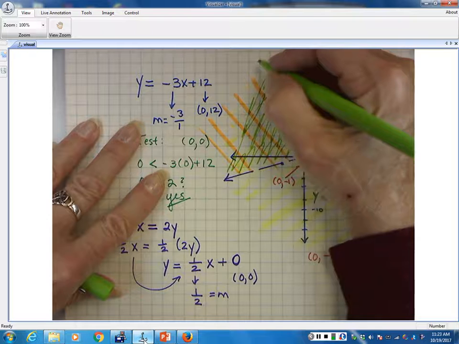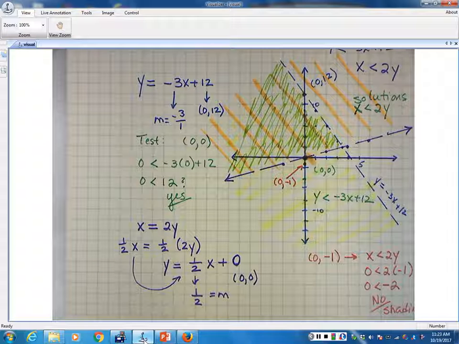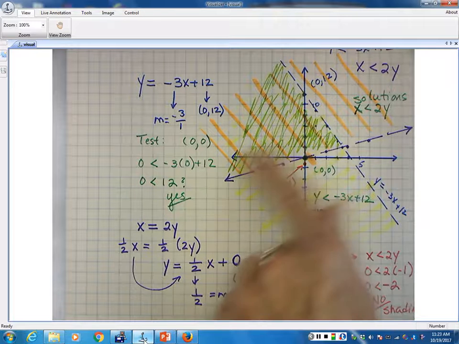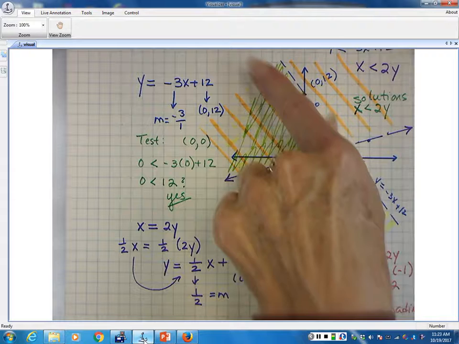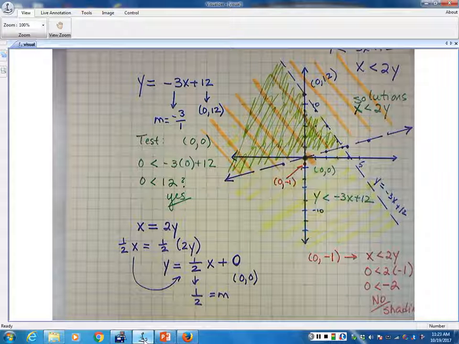Is that the only part we have to shade? Yes. After this, I'm going to show you a way that you can not have to do so much shading and shade just the part you want. Okay? But the idea here is that this is where they overlap. You have to shade the part where they overlap. Okay? So that is the solution.